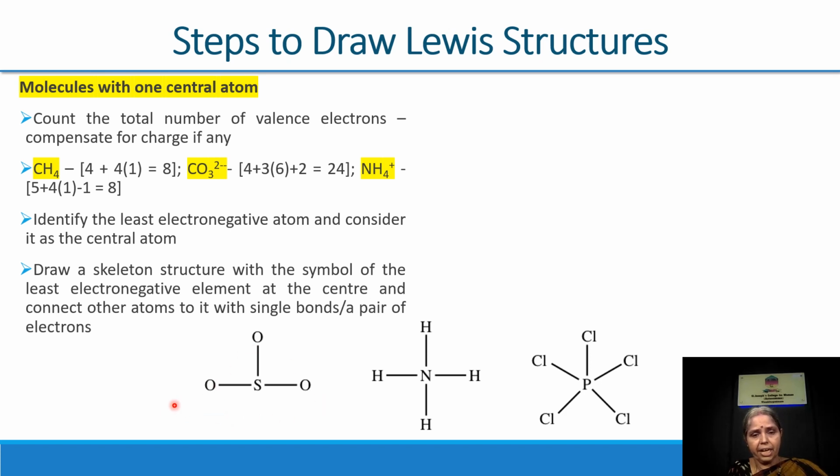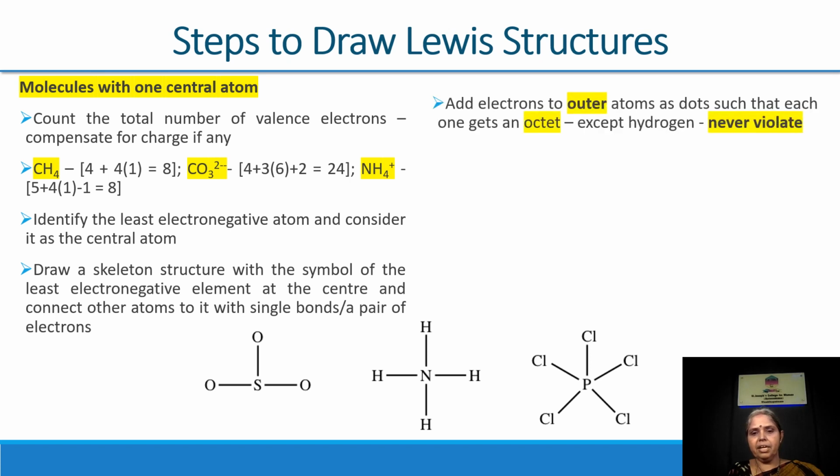And you are taking SO3, no? Means there are 3 oxygens that are connected to sulfur with a single bond. Look here for NH4. In NH4, nitrogen is taken as the central atom and nitrogen is connected to 4 hydrogens through 4 single bonds. Here, phosphorus is taken as a central atom. It is bonded to 5 chlorines through 5 pairs of electrons or 5 single bonds.